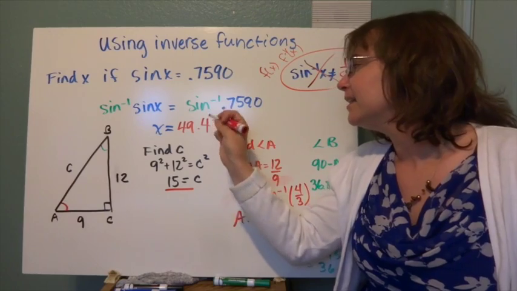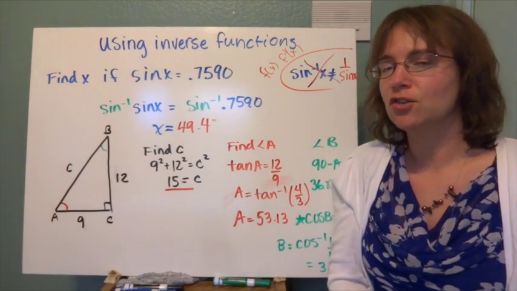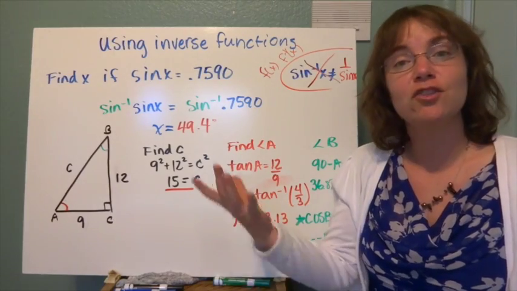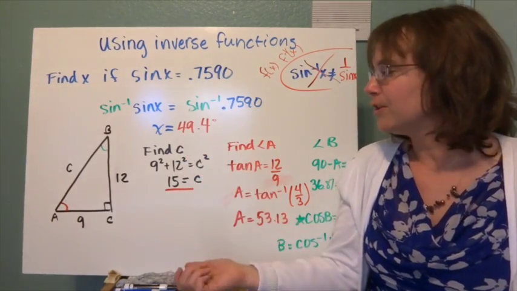Now, if you're not getting this when you do your inverse sine, you may have your calculator set to radians. So you want to double check that you're set to degrees right now. You'll want to be set to radians later, but right now we're just talking about degrees.